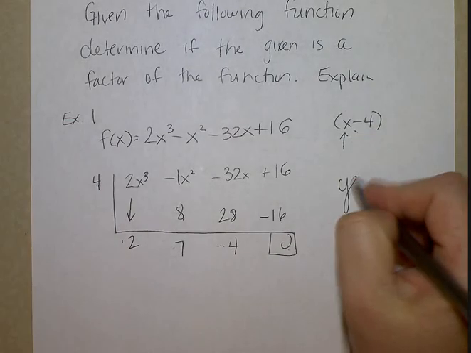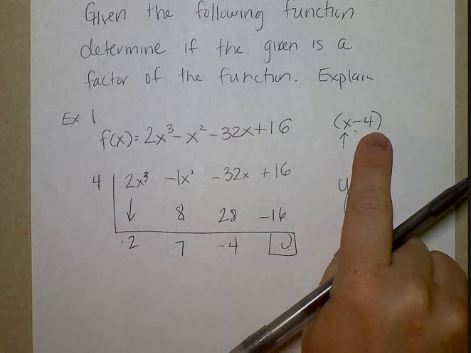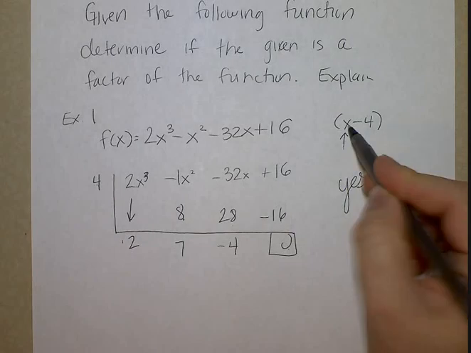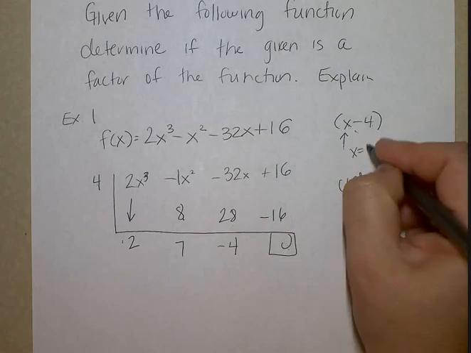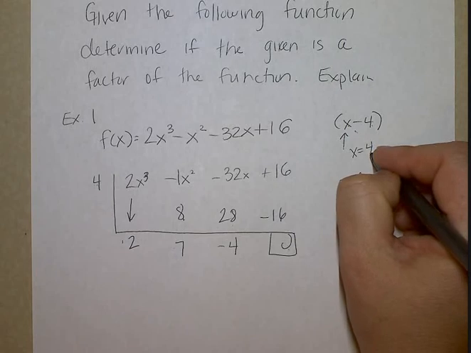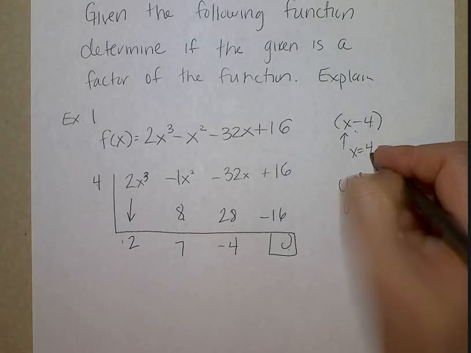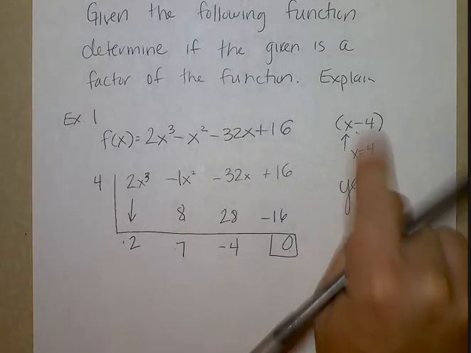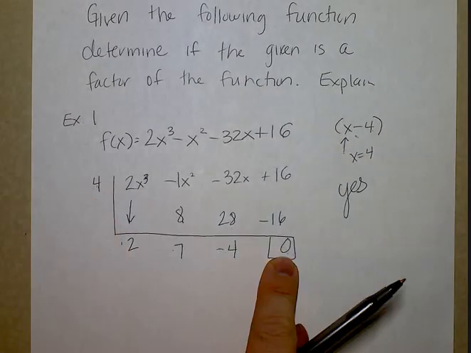Yes. How do you know? Because if this is a factor, and you have to explain on your test why you know it works, that means x equals 4 is a solution. Remember, by the word solution, we mean x-intercept. If this is a factor, it means x equals 4 is the solution. So I tested x equals 4, and it works.